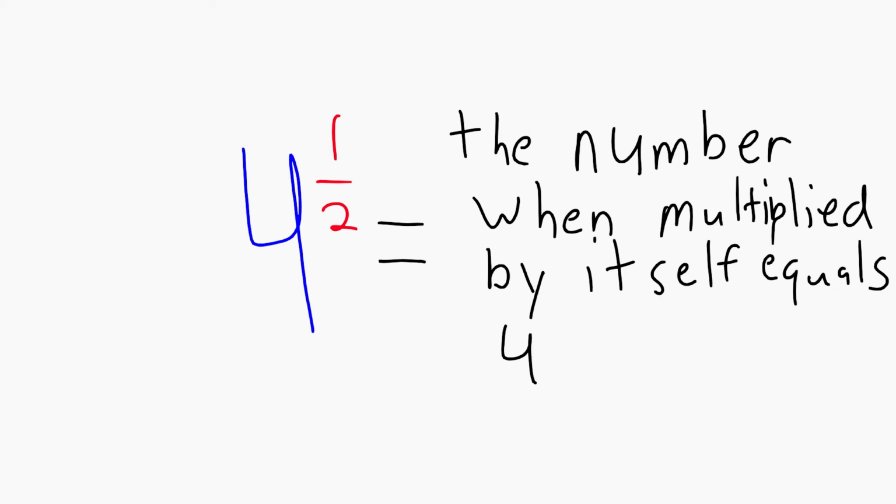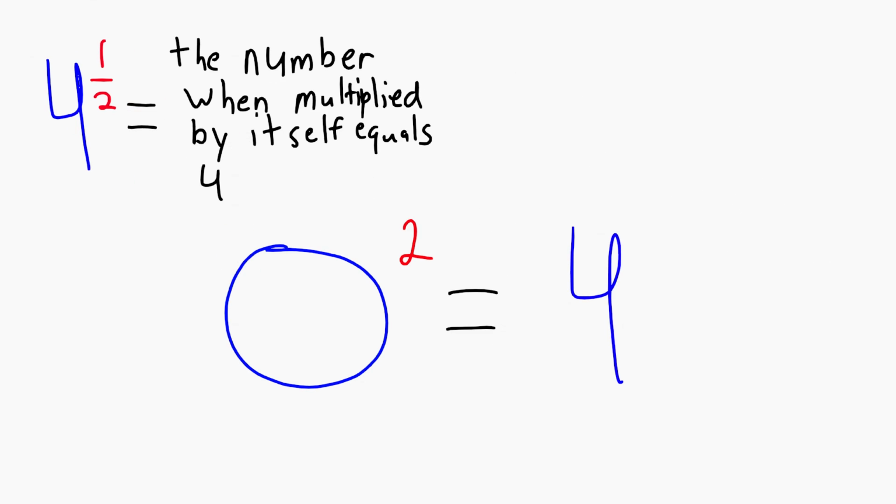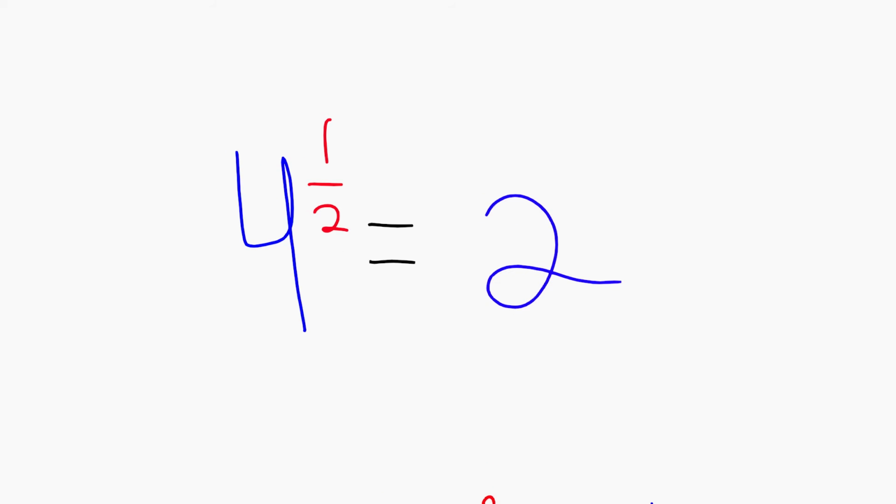So now we know that 4 to the 1/2 is the number that, when multiplied by itself, equals 4. That phrase can be written as a circle squared is equal to 4. In that circle goes the number. And the only number squared that equals 4 is 2. Therefore, 4 to the 1/2 equals 2.